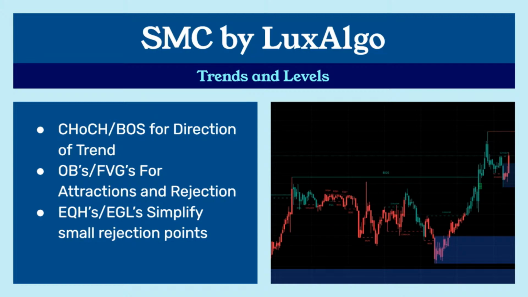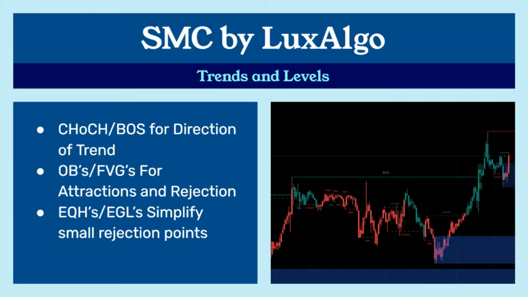That area where it doesn't fill has a traction, and price most likely wants to come down to fill that area. Order block, very similar to support and resistance. It's just a larger area. Just think of it as a point of rejection and attraction.